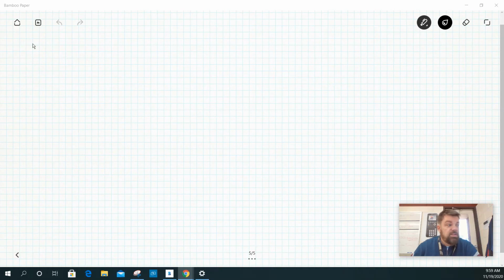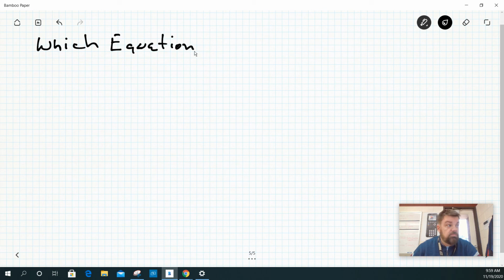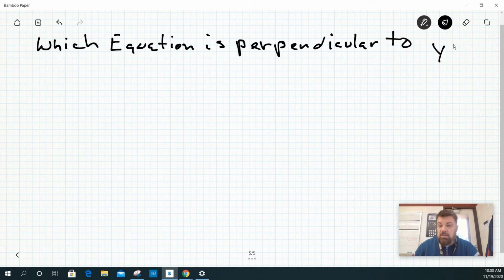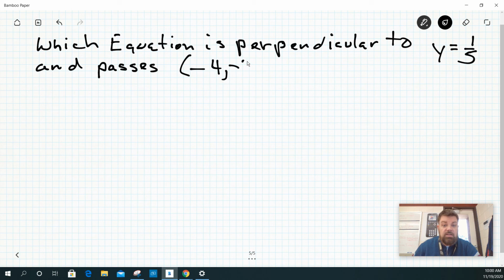So let's think of an equation. Which equation is perpendicular, and that's a long word too, y equals 1/5 and passes through -4, -3. And we're going to have to write an equation of a line, but this is a trick question.